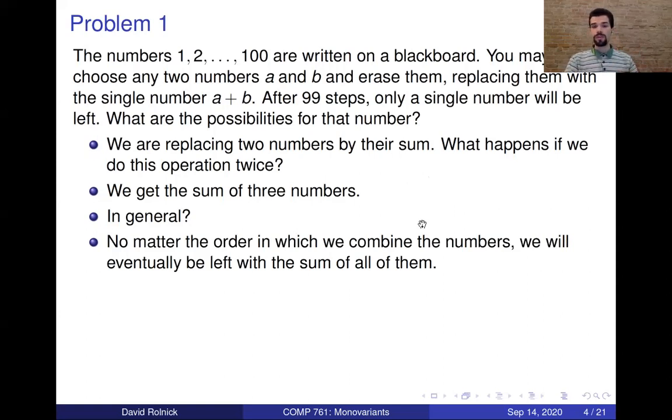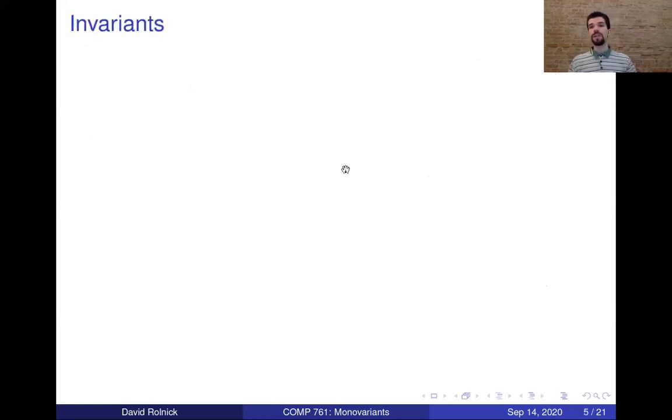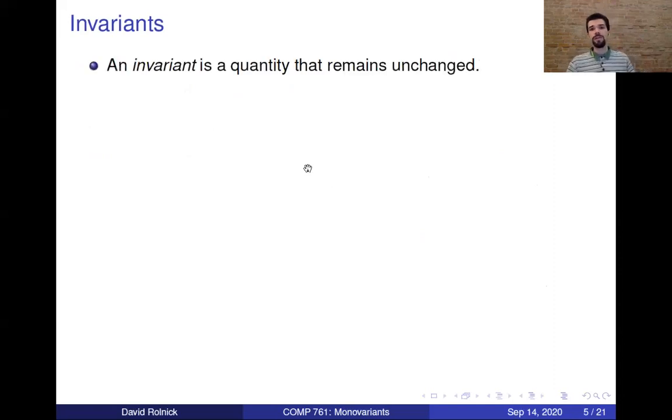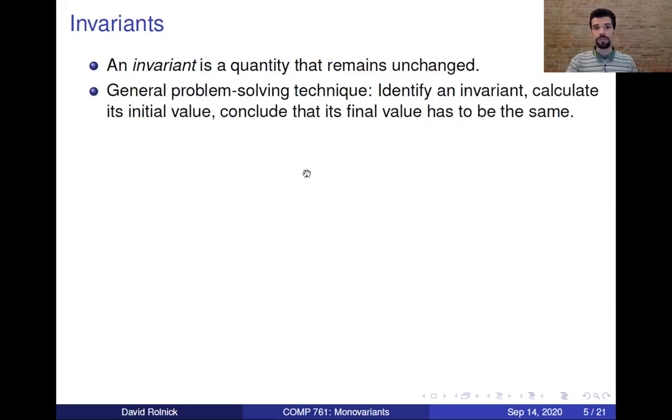This is a simple situation, and we'll come back to this in a moment with a slightly more complicated twist to it. But it's an illustration of a general principle called invariance. An invariant is just a quantity that remains unchanged. There are various situations in which the term invariant is used, for example in programming, in a different context, and I'm not going to talk about loop invariance, but in every context, it means a quantity that remains unchanged.